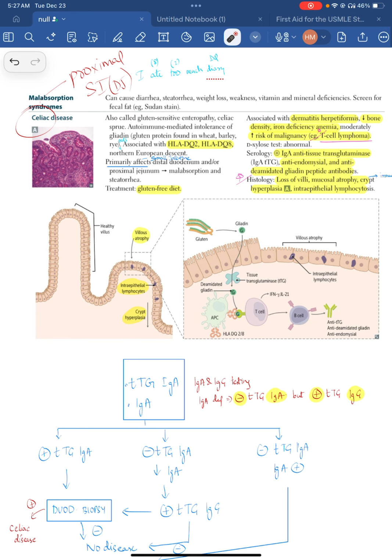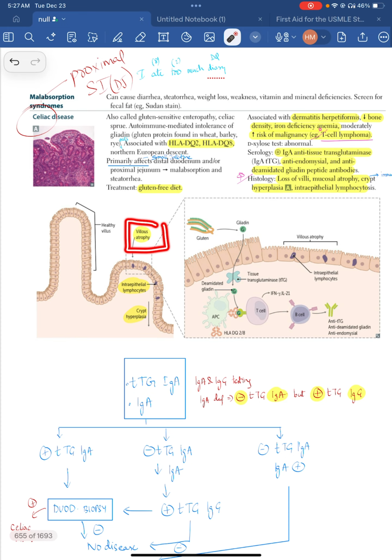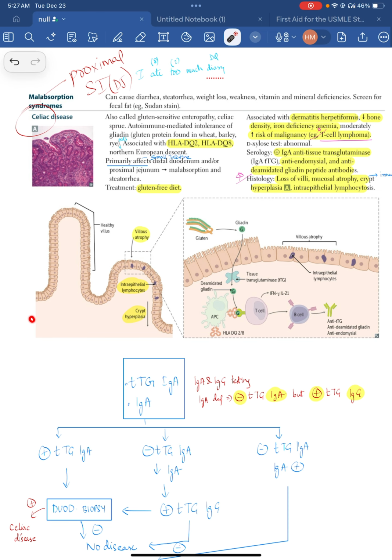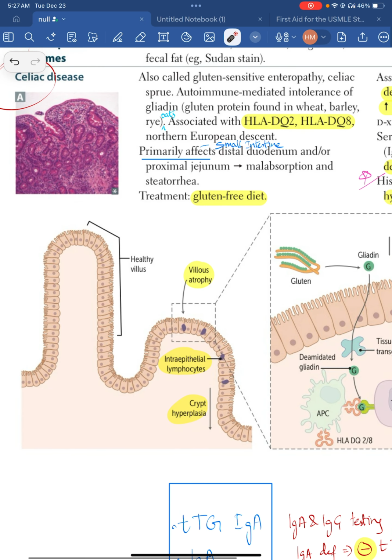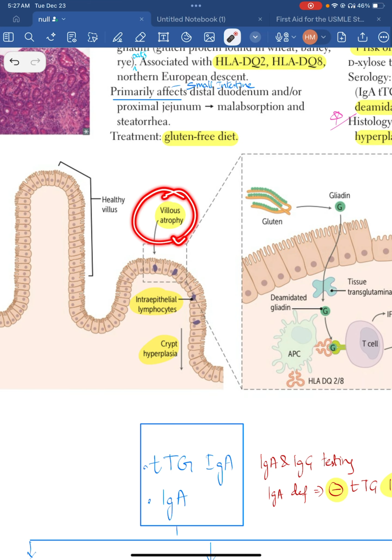During the initial part of our video, we said that there is villus atrophy seen in celiac disease. What are villi? They are finger-like projections seen in the small intestine. This is the normal healthy villus. You can see the finger-like projections in the small intestinal cells. Here you see villus atrophy. The villi are getting atrophied, and there are intraepithelial lymphocytes and crypt hyperplasia.